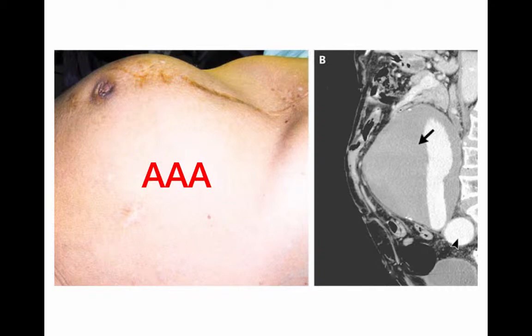Moving on to what AAAs look like. This is a crazy picture. You can see this guy's AAA. It looks like it's about to burst through his belly. It's not a good look.